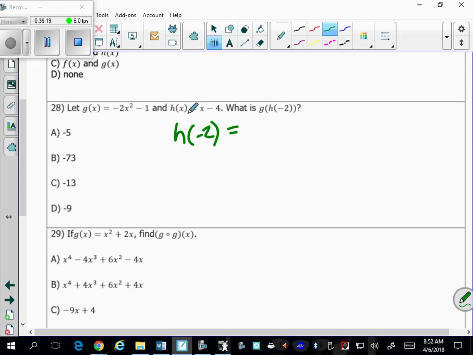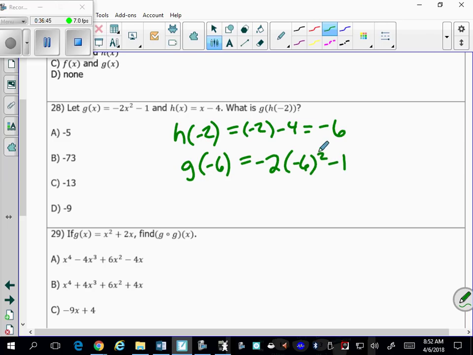Then substitute that into the g function. So always start right to left: substitute, simplify, and substitute the new simplified value into the next function. So g of negative 6 is negative 2 times negative 6 squared minus 1. Negative 6 squared is 36, times negative 2 is negative 72, minus 1 equals negative 73. You have to substitute in the correct order, otherwise you're not going to get the right answer.